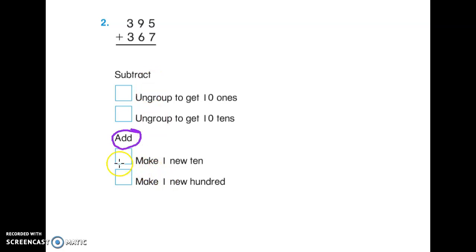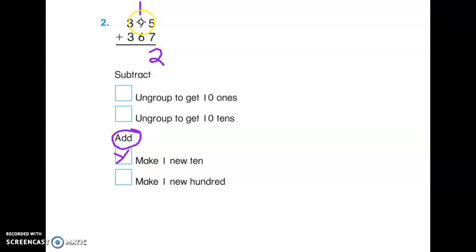And then I will answer these after. Did I make one new 10? Did I make one new 100 when I add it? So let's see. 5 plus 7 is 12. I got my 2. I have to take it, so now I've got 12. Yes, I did end up making a new 10. So yes.